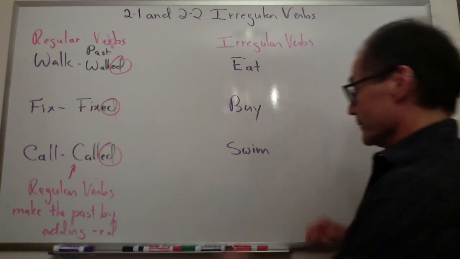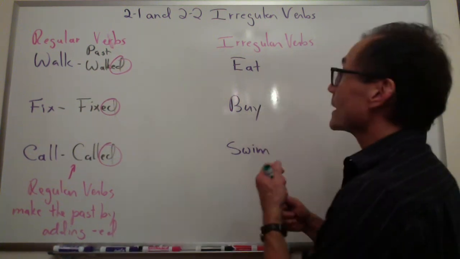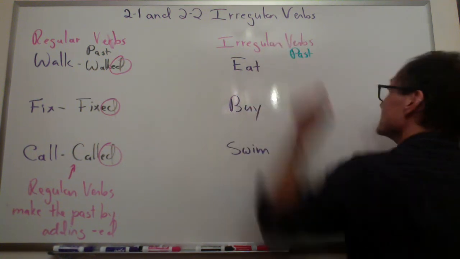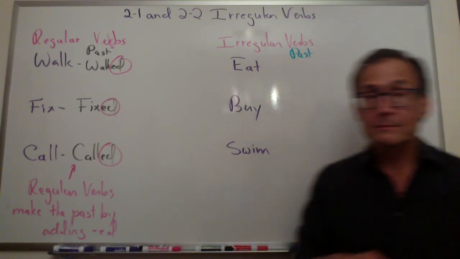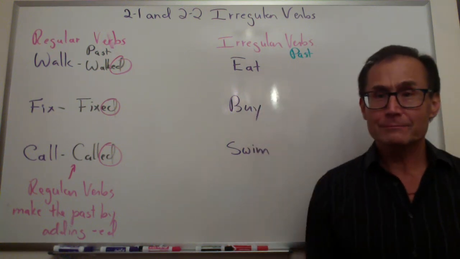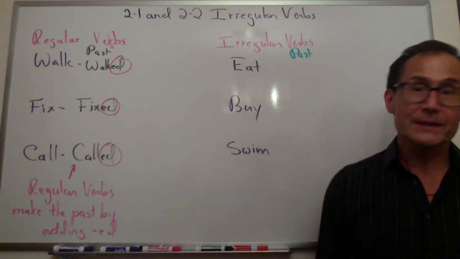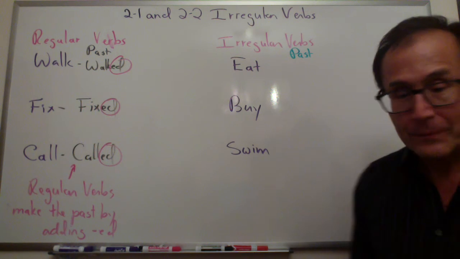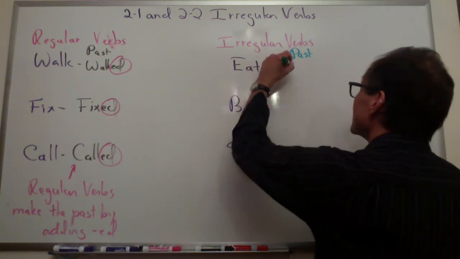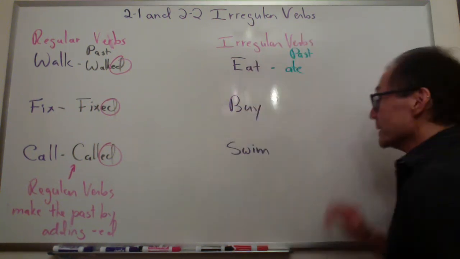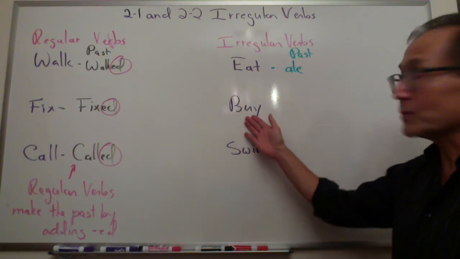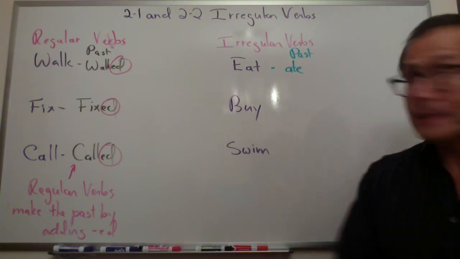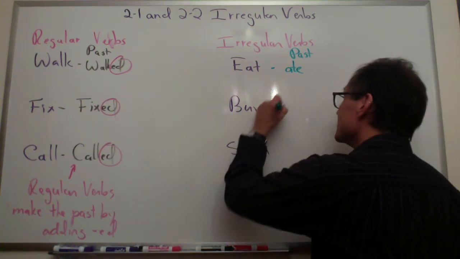These are irregular verbs. So, let's again take a look at the past of these. So, first one, past of eat. Ask yourself, what's the past of eat? If you need to pause to think, go ahead and pause. Okay, the past of eat is ate. All right, ask yourself, next word, buy. What's the past of buy? Past of buy is bought.